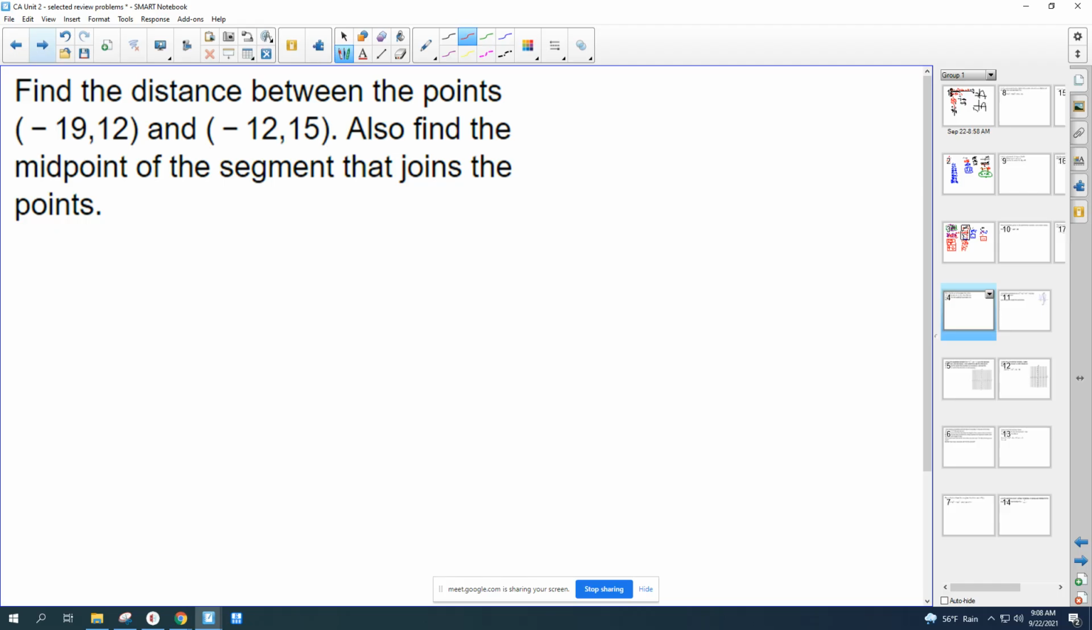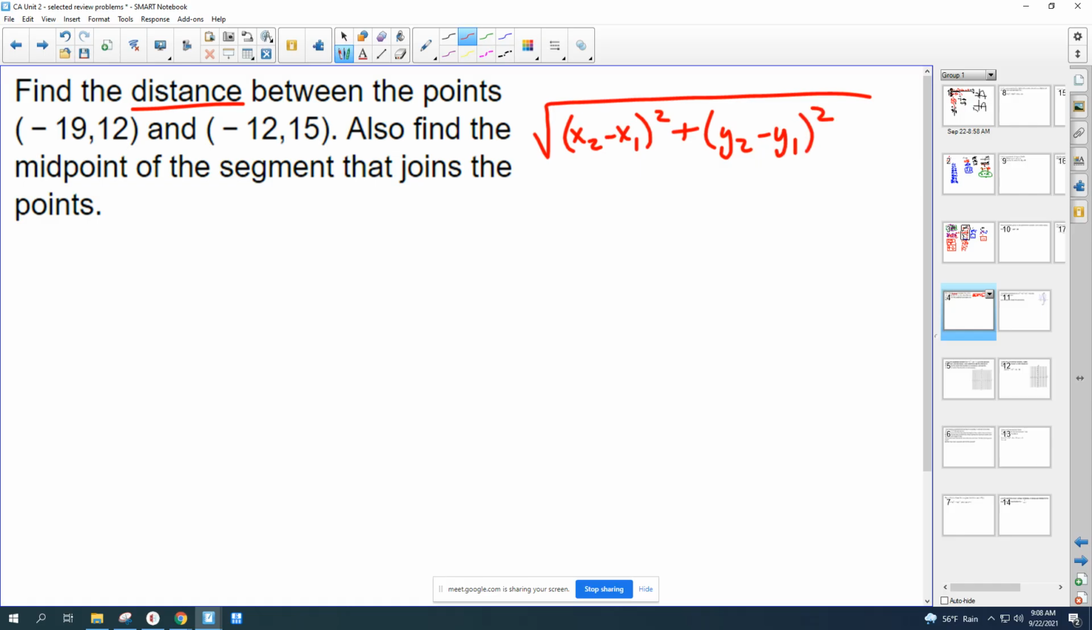Distance and midpoint is going to be on there. And so I'll probably give you those formulas. The distance formula is the square root of x2 minus x1 squared plus y2 minus y1 squared. And the midpoint formula is x1 plus x2 over 2 comma y1 plus y2 over 2.